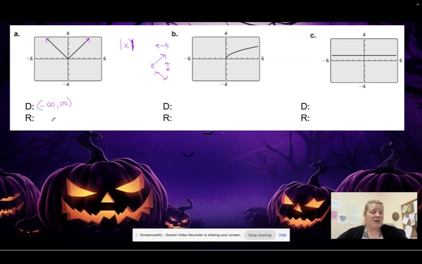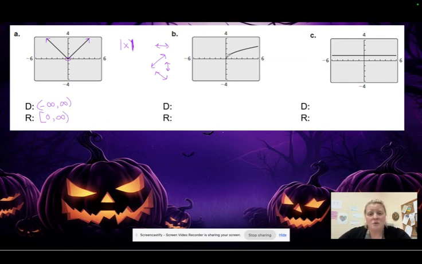Now for range, again, you're looking for the lowest point and the highest point. So we definitely have a lowest point. It's right here. And if I said, how low does it go? I would hope that you would tell me 0. It doesn't dip down below 0. But the highest point, well, it goes up forever. We don't have a highest point. So your range is 0 to infinity.